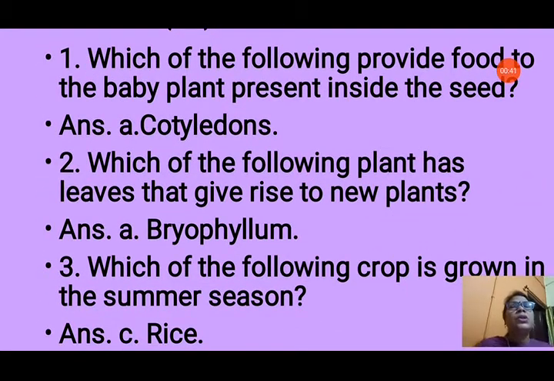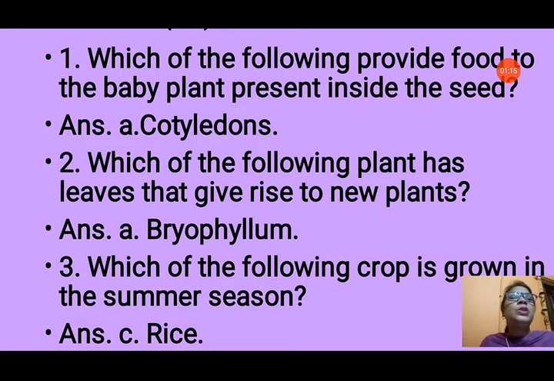Now the second question is, which of the following plants has leaves that give rise to new plants? Let us see the options. Option A is Bryophyllum, B is rose, C neem and D lotus. We know that Bryophyllum plants have buds that develop in the margin of the leaf. All the notches in the margin of the leaf develop buds, and when these buds fall down into the soil, they grow into a new plant. So this is the answer, A, Bryophyllum.